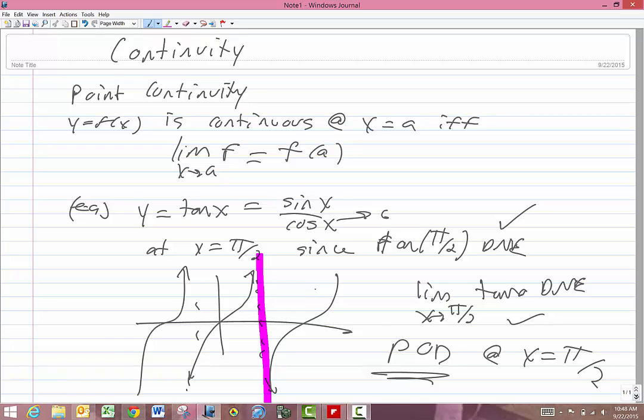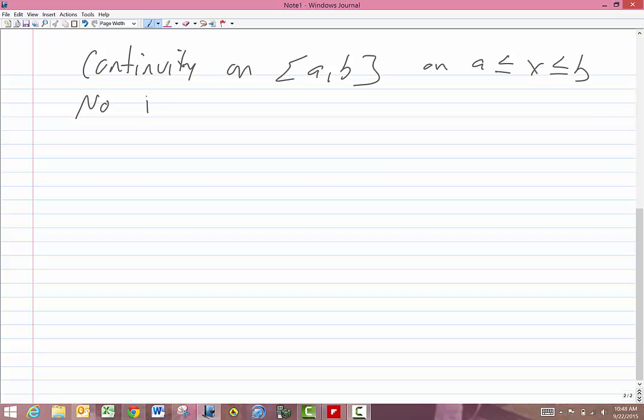Now, another idea is what's called continuity on a closed interval. On a closed interval from x equals a to x equals b, or you'll sometimes see it written as this. Not very often, but same thing. What this means is that there are no points of discontinuities on [a, b]. Okay? So any interval over which there exists no discontinuities is a continuous interval. We say that function is continuous on a closed interval.